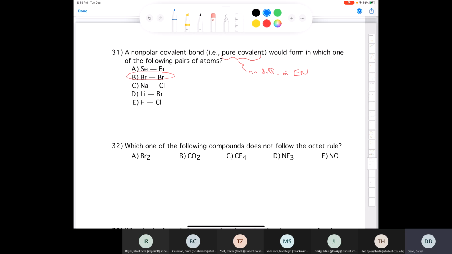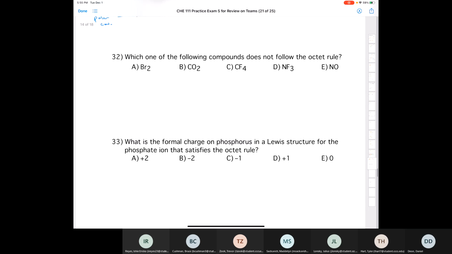If I look at C, that's a metal and a non-metal, so that's going to be ionic. This is going to be ionic. This is going to be polar covalent. And then if I have selenium and bromine, there's going to be a difference in electronegativity there. It's not very big, so it's probably non-polar covalent, but either way, it's not purely covalent. The only one would be Br2. Perfect. Great. Thanks for the answer. Number 32.